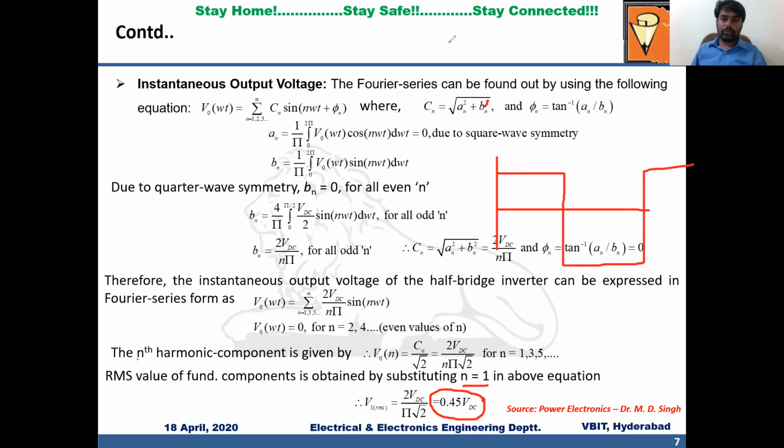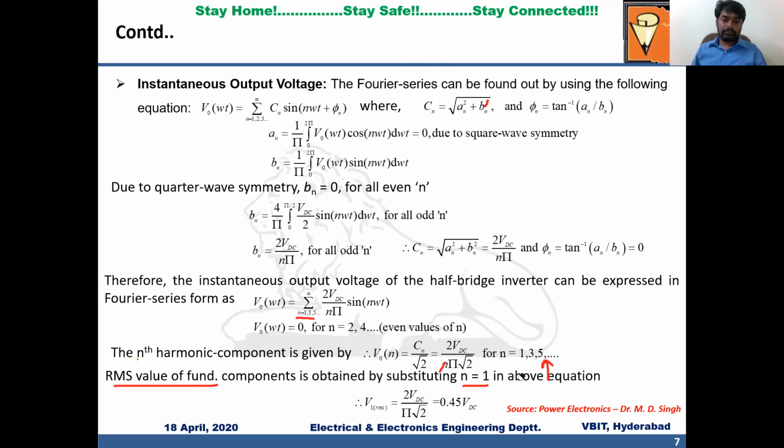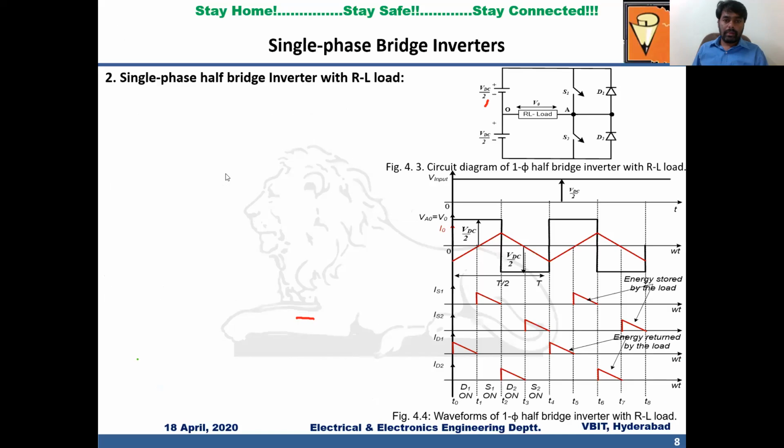If you remove those harmonics, your output voltage may be something like this, which is the fundamental output voltage. The remaining portion consists of harmonics, and you can measure those harmonics by substituting n equal 3, 5, 7, 9 like this, right? So now the fundamental RMS output voltage is 0.45 times VDC. Okay, this is with R load.